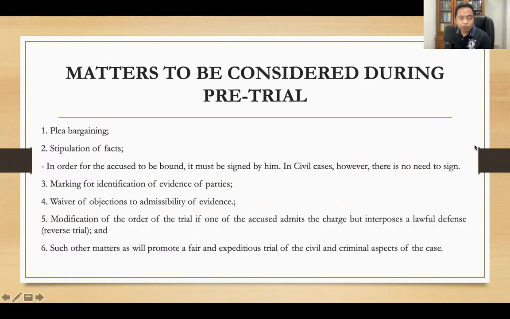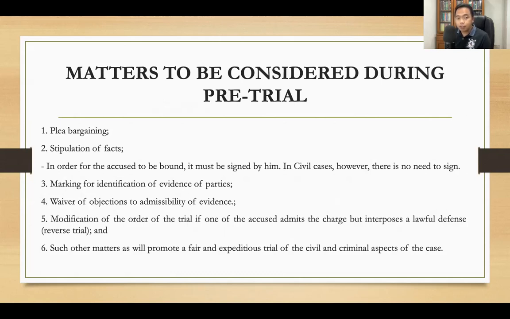Now, what are the matters to be considered during pretrial? Meaning to say, what are the matters that shall be dealt with by the court during pretrial? Number one, plea bargaining. When you say plea bargaining, this is where the accused is proposing to enter a plea of guilty to a lower offense. Number two, stipulation of facts. In order for the accused to be bound by some stipulation of facts, it must be signed by him. Actually, it must be signed by his counsel and the accused himself.